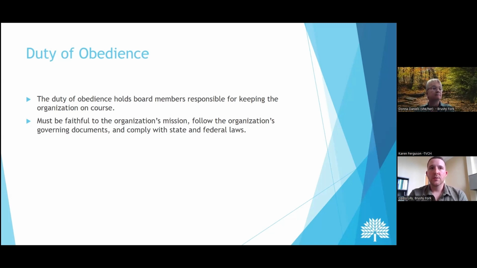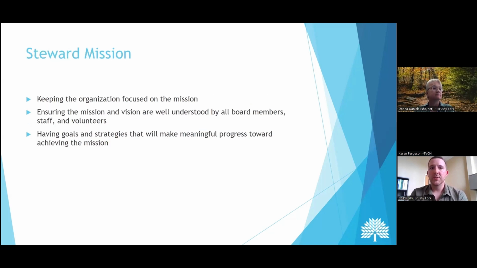Now let's transition to the next collective board role, which is to steward the mission. The board's stewardship role reinforces many of the concepts of board leadership. Stewardship requires that the board keeps the organization focused on its mission. This means that your mission and vision are well understood by all board members, staff, and volunteers, and that the organization's goals and strategies will make meaningful progress toward achieving the mission. This also means that the board has a clear means of communicating this information to staff, typically through the CEO or executive director.